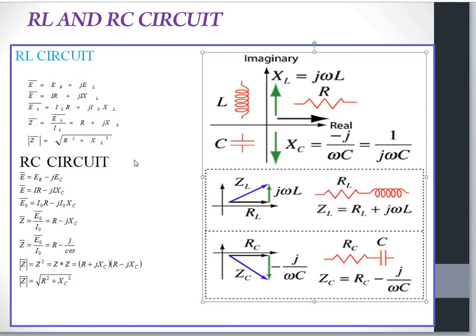Similarly, in the RC circuit, E is equal to ER minus J into EC. So E is equal to IR minus J into I into XC. Taking the maximum value I0, E0 is equal to I0 R minus J into I0 XC. Then Z is equal to E0 by I0, which we have done. So our value is R minus J into XC. So we get it this way as well, and we can understand it from the vector diagram. So Z is equal to R minus J divided by C omega.